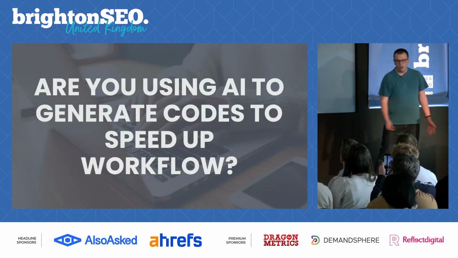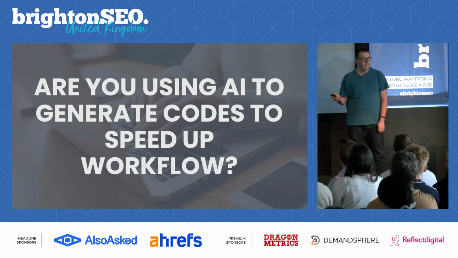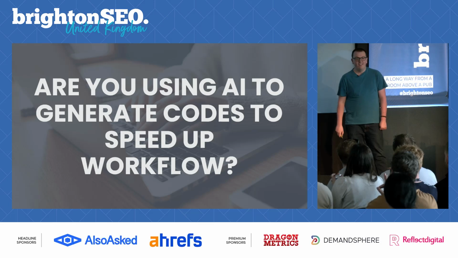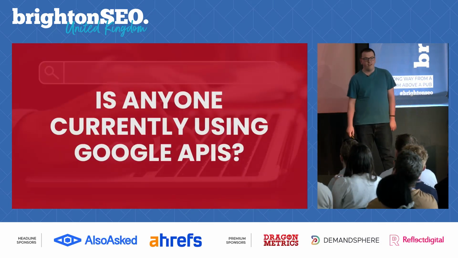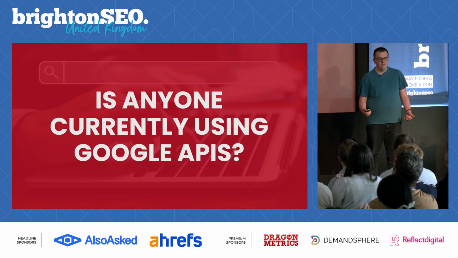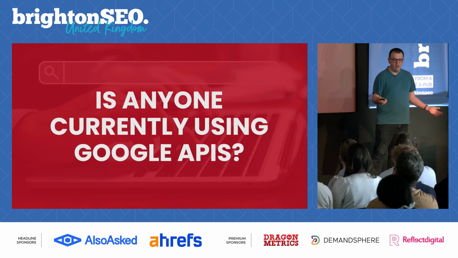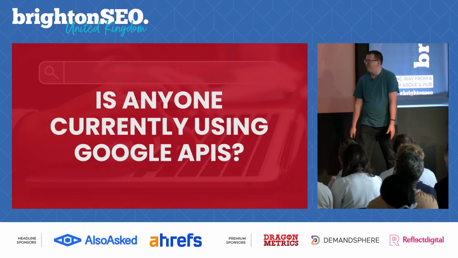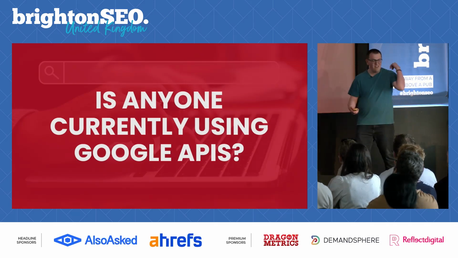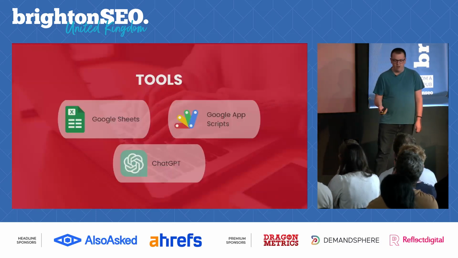So hands up, is anyone using AI to generate code to speed up your workflow at the moment? Yeah, definitely, that's good. Is anyone currently using Google APIs at all? So today, we're going to be combining those two things to speed up your content auditing. Oh, not content auditing, I did content auditing last time. That was my last talk. Today is how to use AI to harness Google APIs.